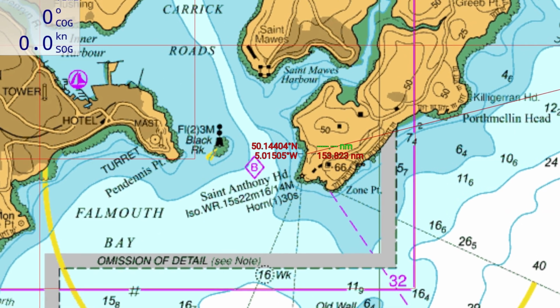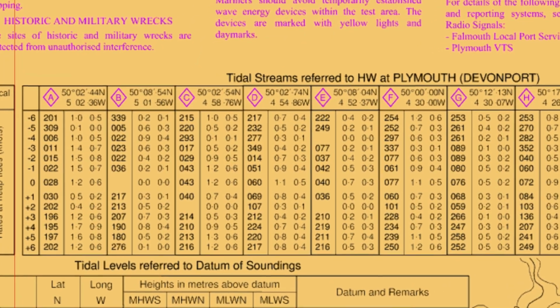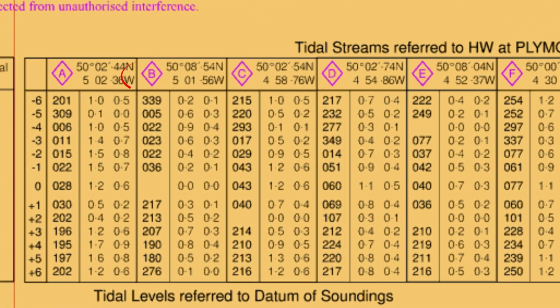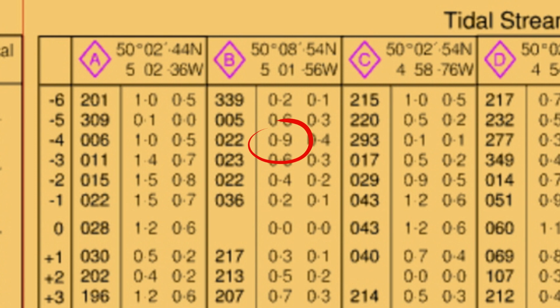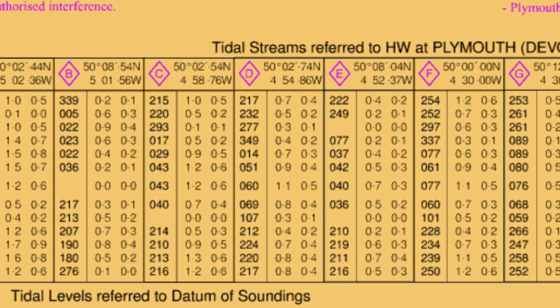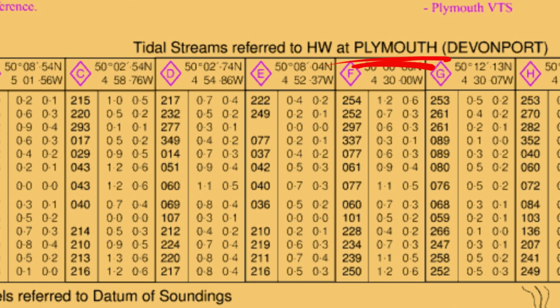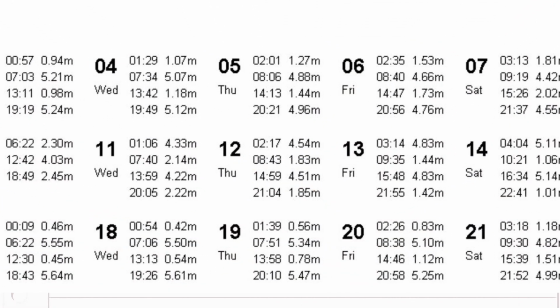One way is to look at your chart and find the tidal diamonds. Here's a chart for Falmouth. Somewhere on the chart or in the pack it came in will be a table. You can read on the table the direction of the tide and speed for high water and each hour before and after. The spring rate is given first, then the neap rate. Here it's 0.9 knots and 0.4 knots. Don't forget to check which port your tidal diamonds table refers to. It's Plymouth here, and make adjustment for local time, such as British Summer Time. You can find the time for high water in the tide table, for example in your almanac.